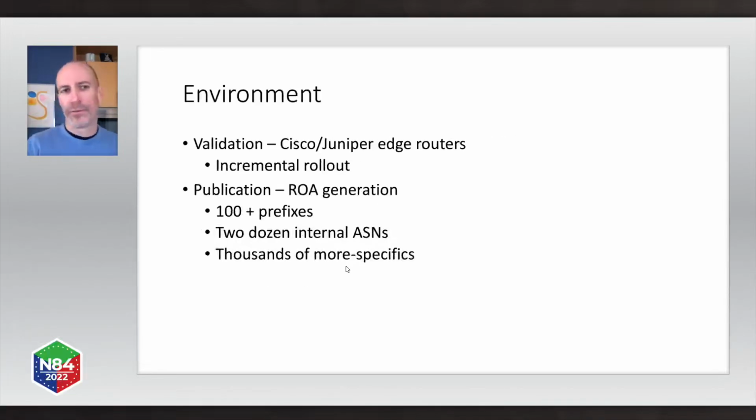Okay, so what's our deployment environment? We've got Cisco and Juniper edge routers, so we could roll out incrementally. And then for publication, we've got 100-odd prefixes, something over 100, less than 200. And those are spread over 24 internal ASNs, and really have thousands of more specifics, BGP announcements, when you get down to it. So that was kind of the backdrop of the whole project.